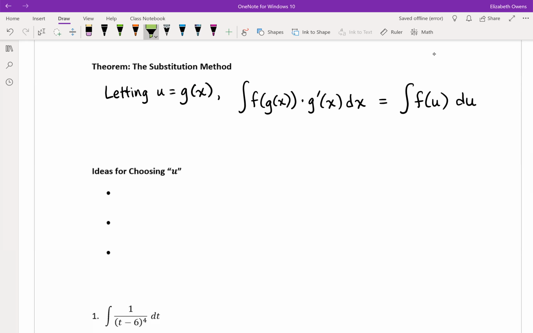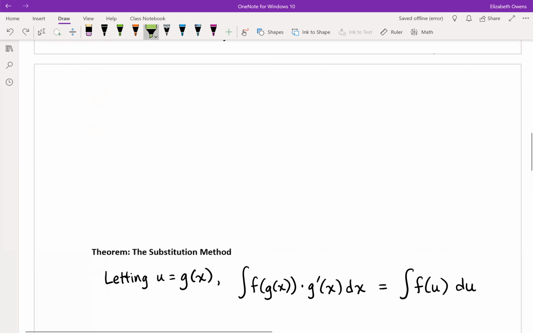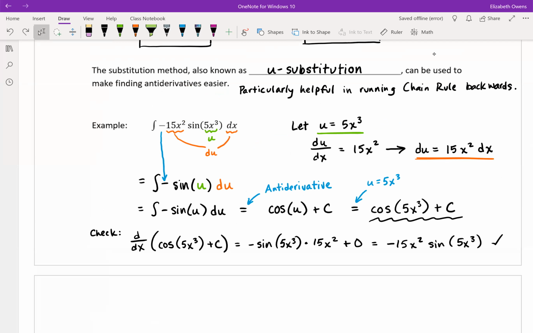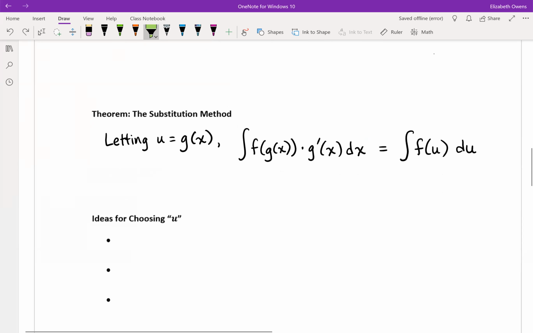So you can see that g of x gets replaced by u, and the derivative of that, g prime of x dx, is getting replaced by du. This is actually what we did in the example here, by finding a u function that has its derivative sitting in our integrand. And then we found du to replace the rest of the integrand there. So that is our theorem for the substitution method.